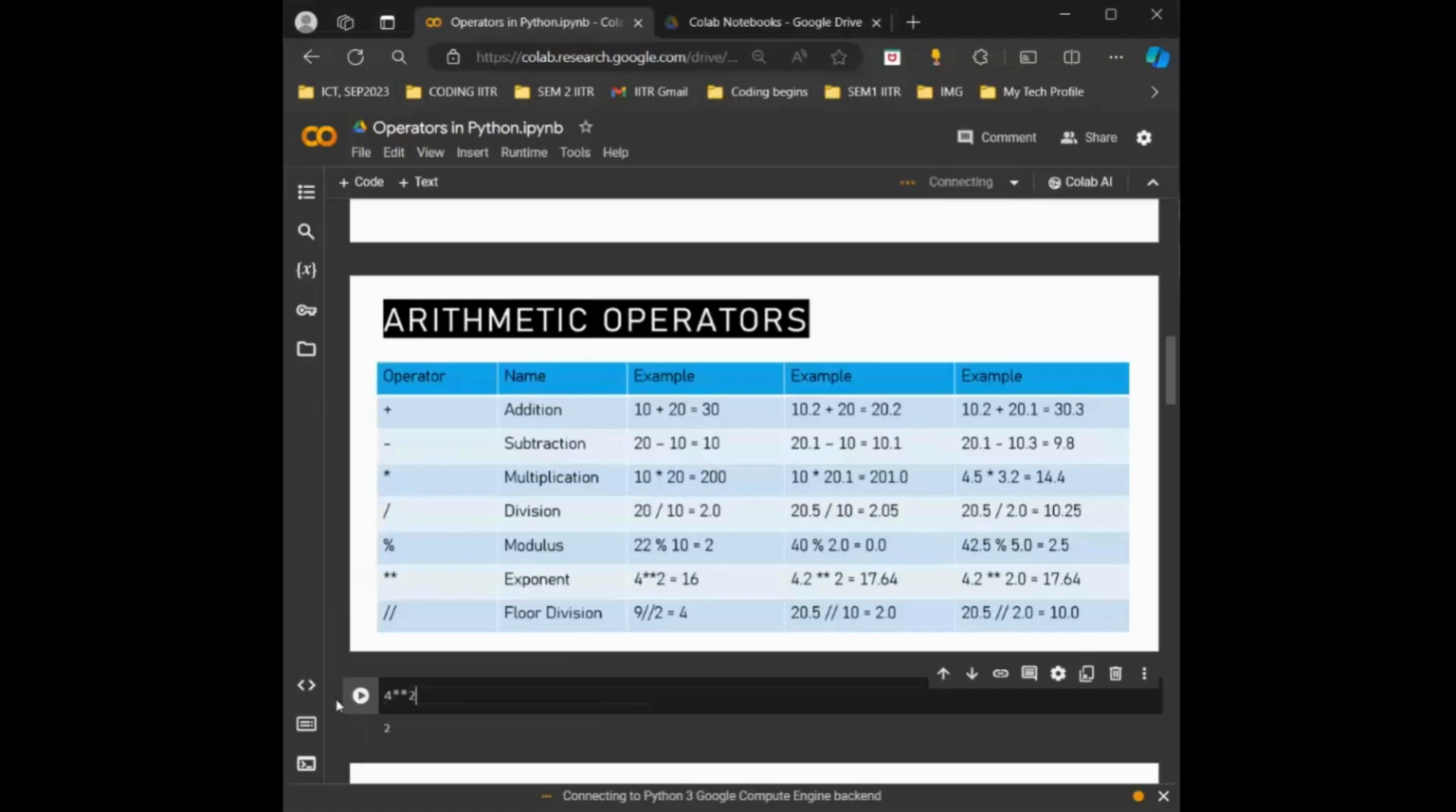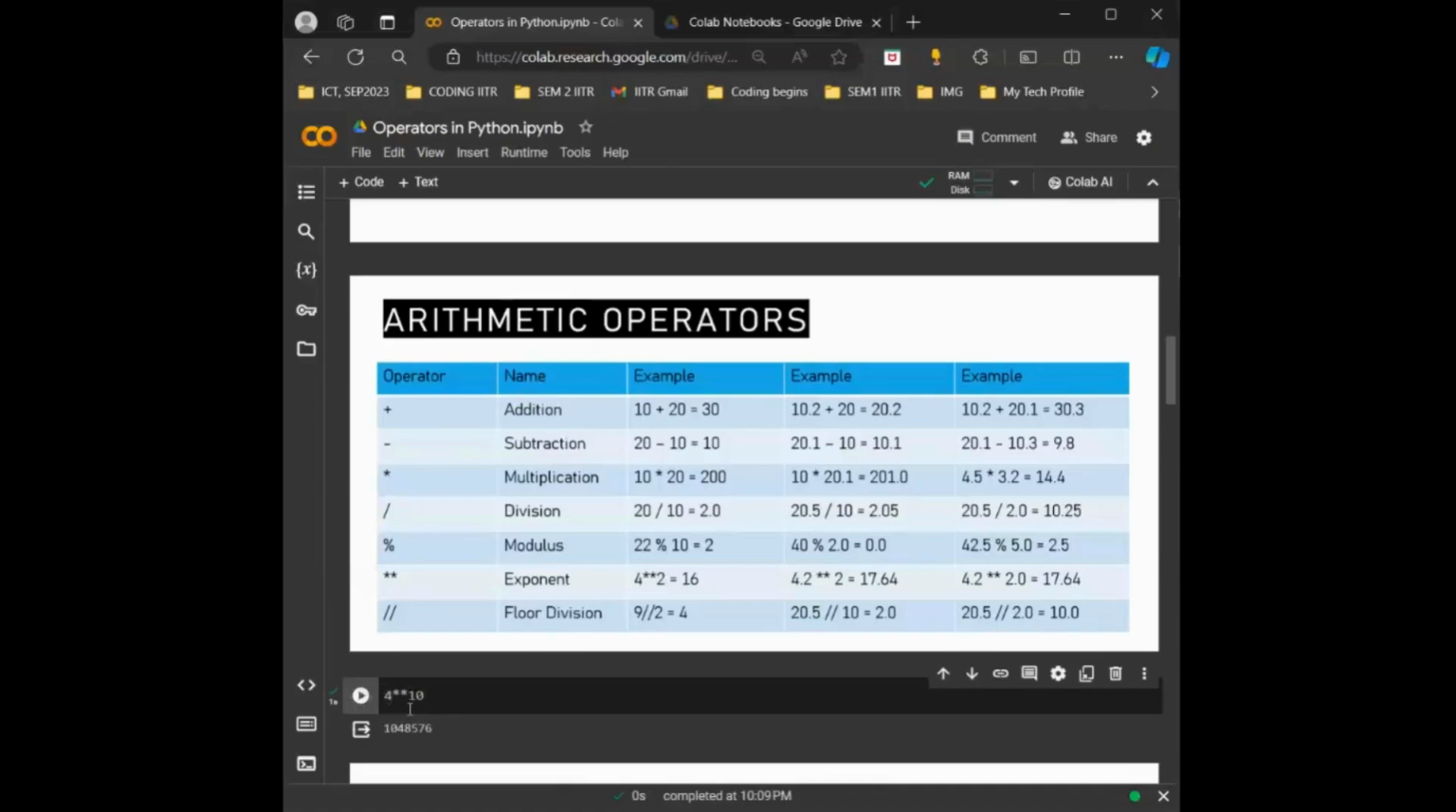So if I'm writing 4 exponent 2, that means it is 4 raised to the power 2. The result of 4 raised to the power 2 is 16. We can also change the power here. We can make it any length. We can make it 4 raised to the power 10 also, like this. All we are doing is giving the power to the base number.